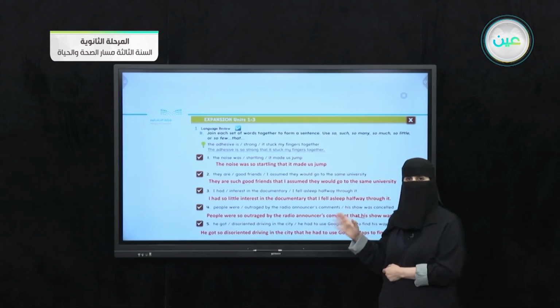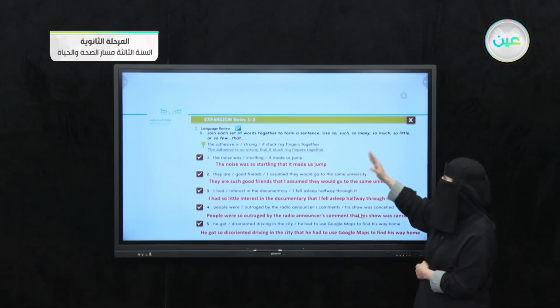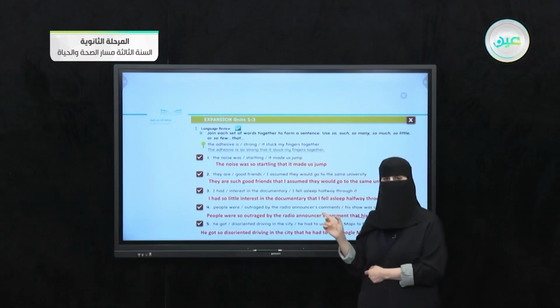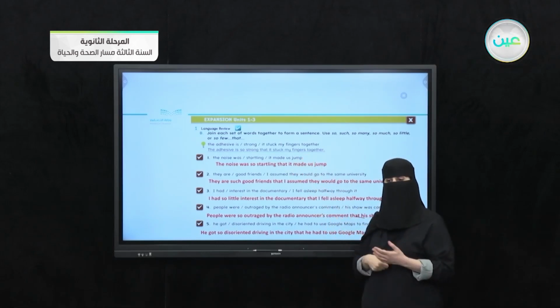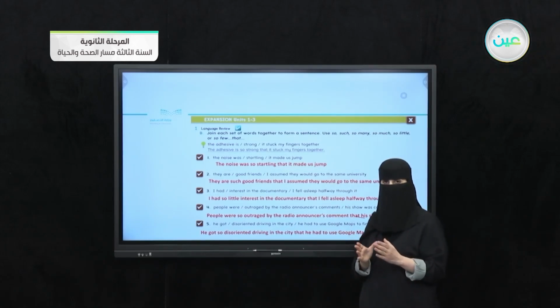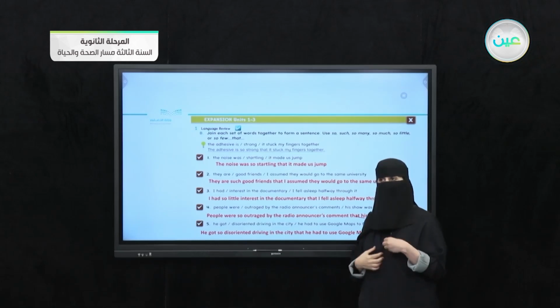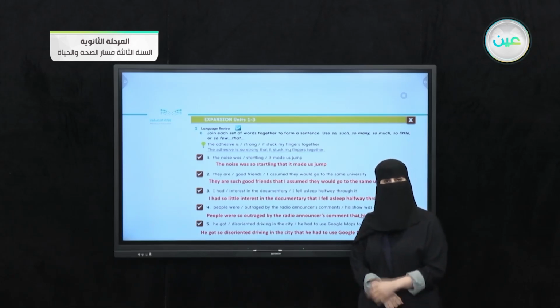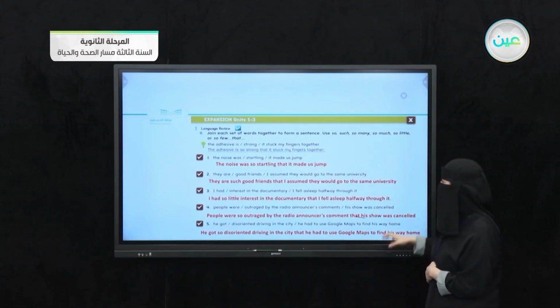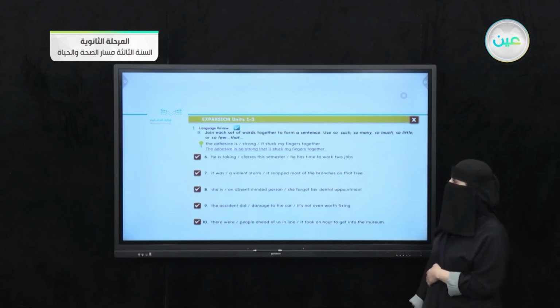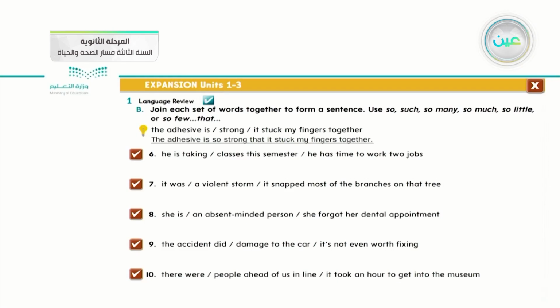According to this question, we want to make a revision again about this expression. What is that expression? So, such, so many, so much, so little, so few, and the conjunction that. And why am I using this? If I want to make a sentence with cause and effect, I should use this expression. If you need more details about this grammar, you can return to your pupil's book on page 22 from Unit 2. Okay, the third question for our lesson today is: join each set of words together to form a sentence.